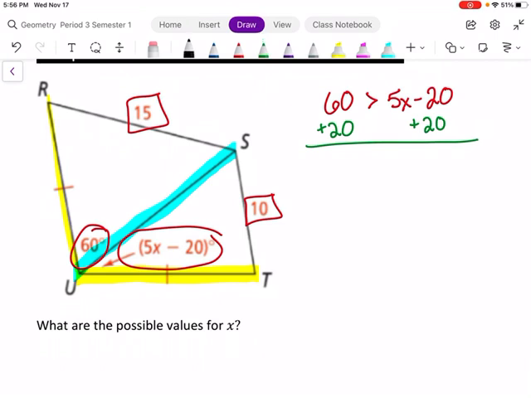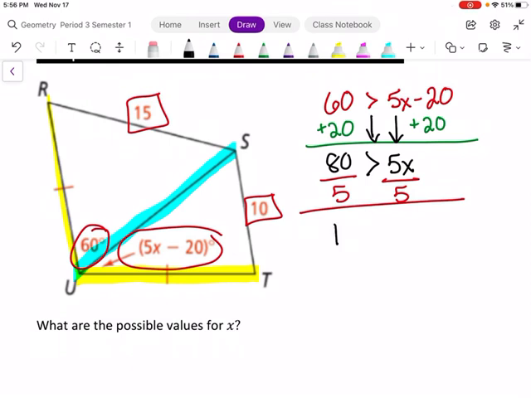So we're just going to go ahead and use our inverse operations. 60 plus 20 is going to be 80. We bring down our inequality sign, just like we would for an equal sign, and then we bring down our 5x. And then we're going to divide both sides by 5, and we are going to get 16 is greater than x. So any value that is less than 16 would give us a possible value for x.